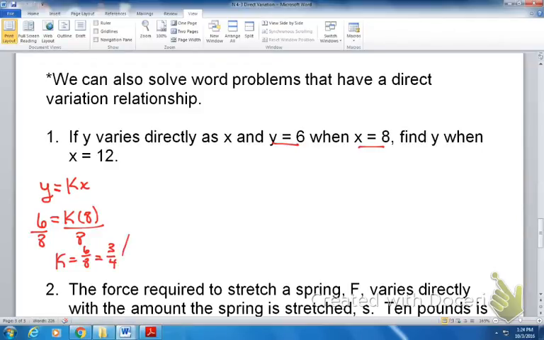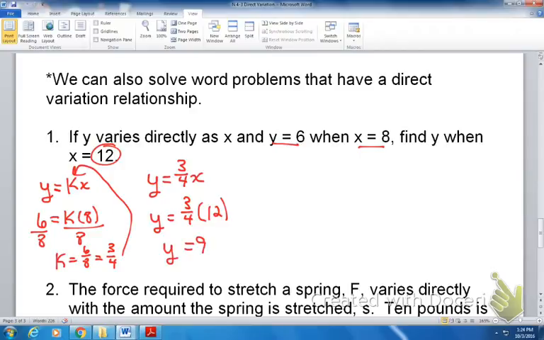So what that means is, when I plug that in for k, I have my equation, y equals 3/4 x. Now it says what's y when x equals 12? Well, that's y equals 3/4 times 12. And if you're going to put it in your calculator, be careful, which gives me y equals 9. So it's kind of tricky, so be careful.